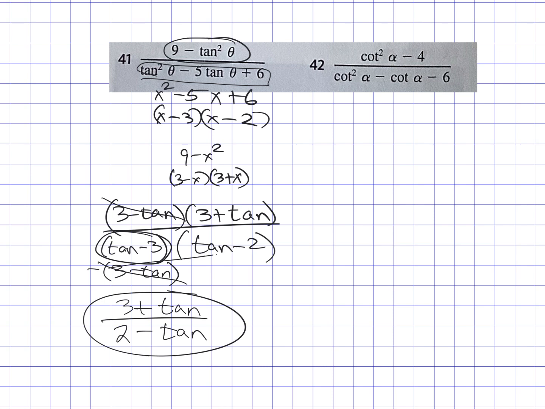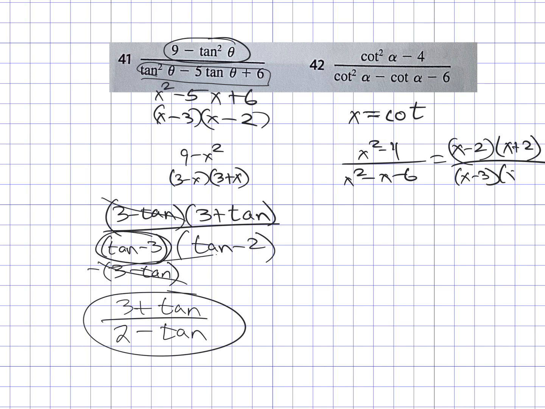All right, 42. So now we have cotangent. Look, it's the same type of problem, so you try it. So let's let x equal the cotangent. And rewrite it, factor it, and then come back to this and see if you can simplify it. All right, so I have x squared minus 4 over x squared minus x minus 6. Difference of squares, x minus 2, x plus 2. And this is x minus 3, x plus 2.